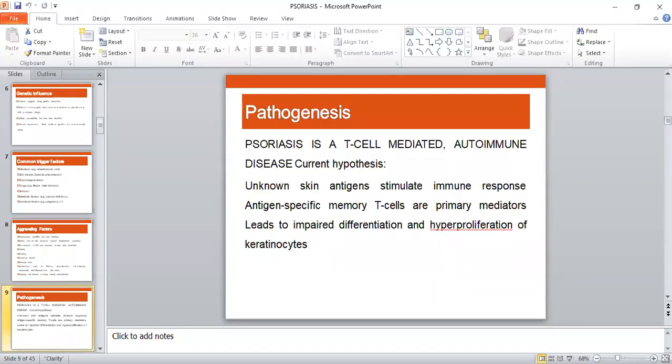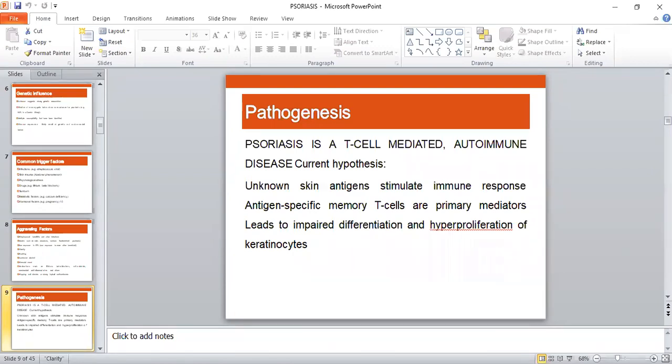Now we come to the pathogenesis. Psoriasis is a multifactorial skin disease with complex pathogenesis. Various factors are suggested to play a role in pathogenesis, especially T cells, APCs, keratinocytes, Langerhans cells, macrophages, natural killer cells, and certain growth factors like vascular endothelial growth factor or keratinocyte growth factor. These are all taking part in this psoriasis disease.